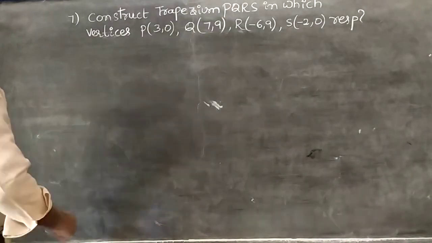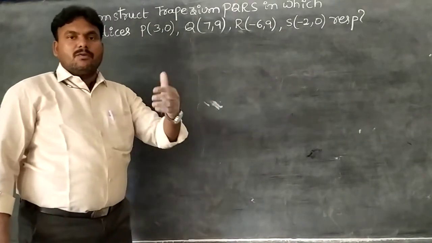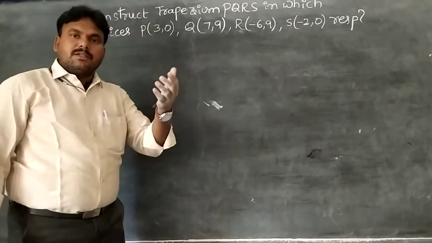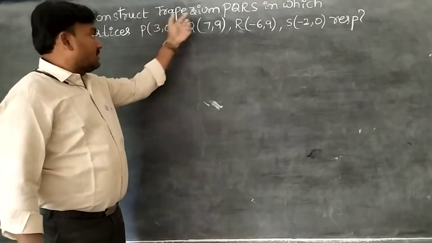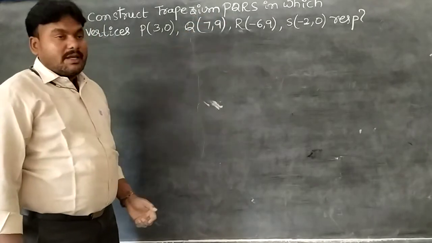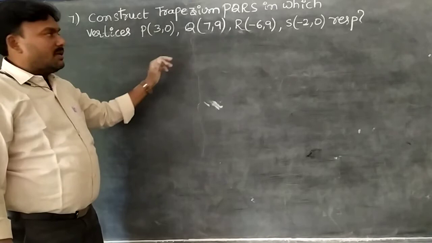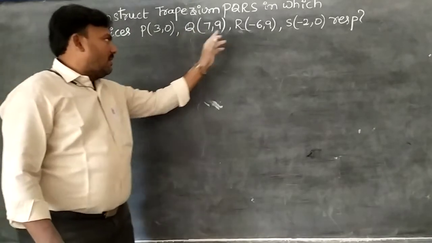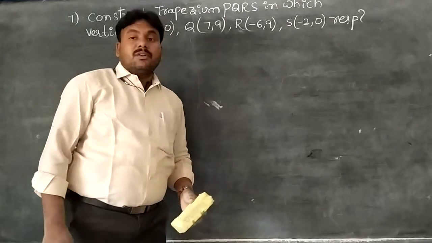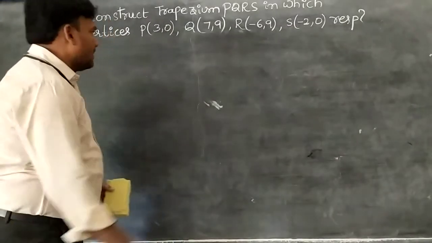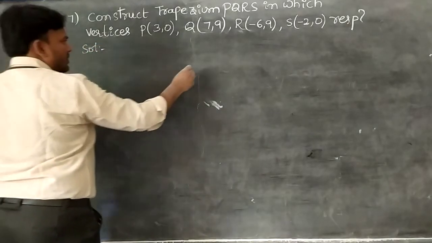Right, one more important problem, students. This is the last problem. After this problem, I will give 4 homework problems. Practice them at home, students. So what about the first one? Observe. Construct a trapezium PQRS in which the vertices are P(3, 0), Q(7, 9), R(-6, 9), S(-2, 0) respectively. Okay students? Observe. First, I will draw the coordinate axes while approaching the solution.